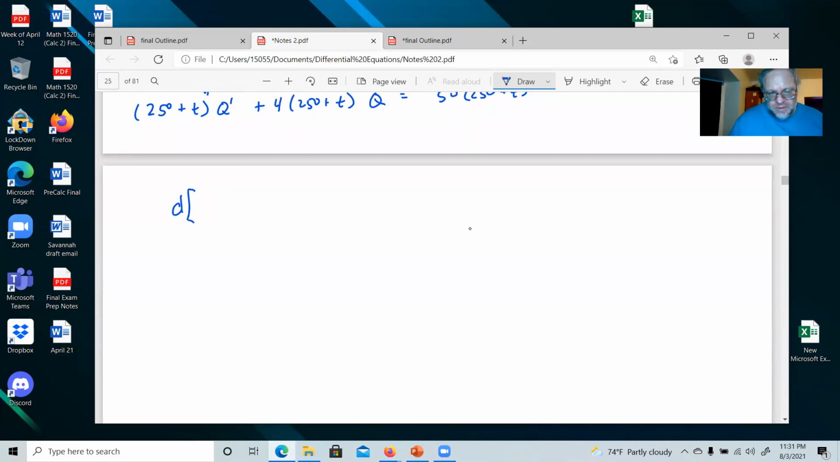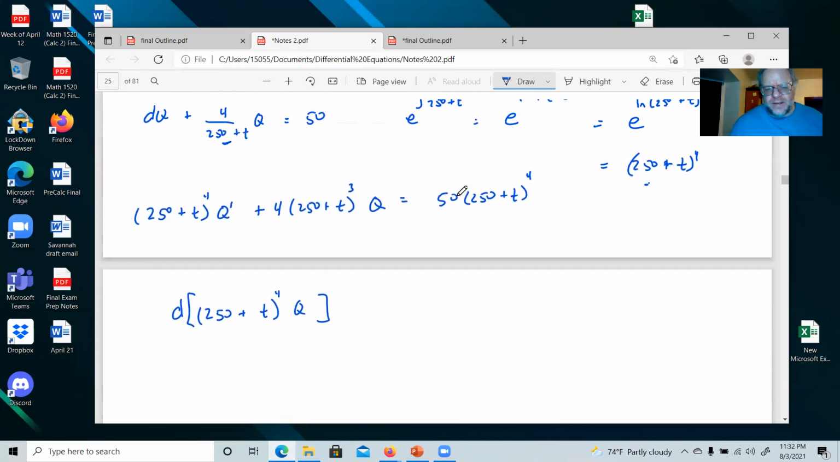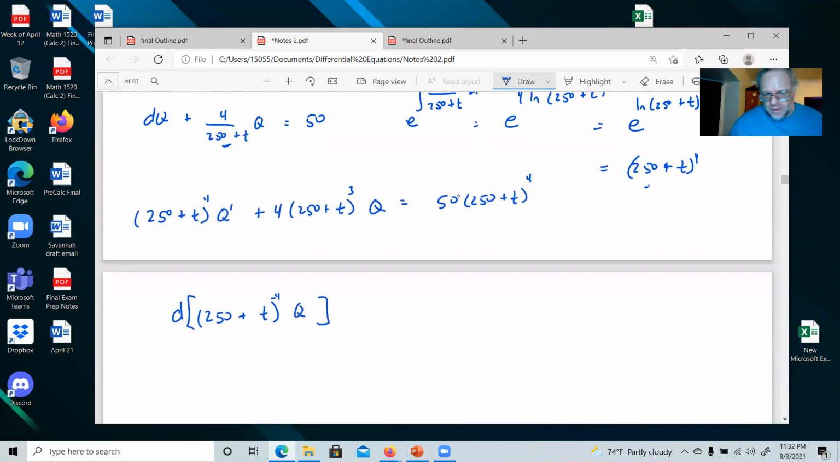So we have our derivative of 250 plus t raised to the 4th times q. And if you were to take this derivative, what would you have? Well, you'd have 4 times 250 plus t raised to the 3rd power times q, plus this thing by itself, and then q's turn to take a derivative. So double check your product rule, make sure it works. 50 times 250 plus t raised to the 4th power.